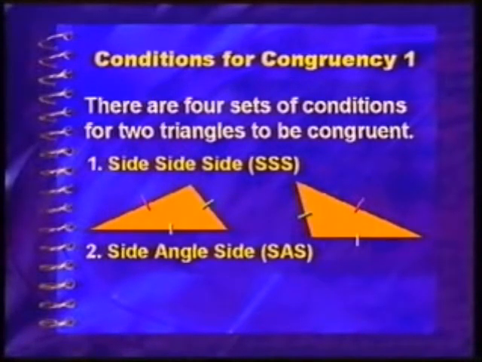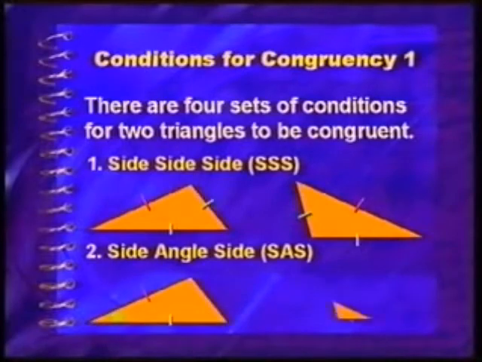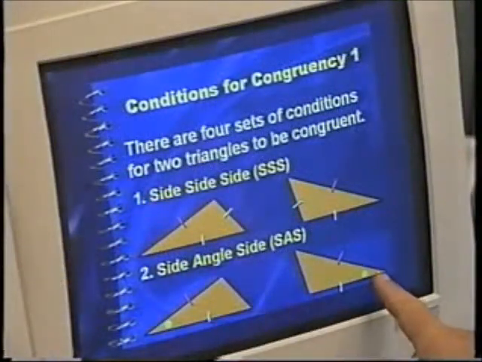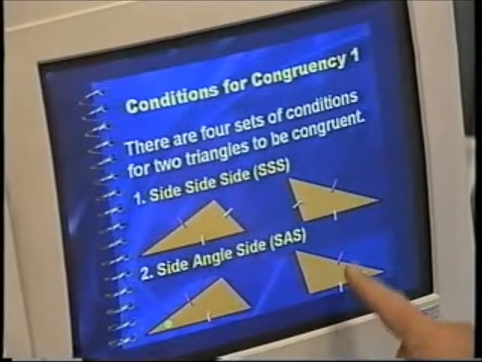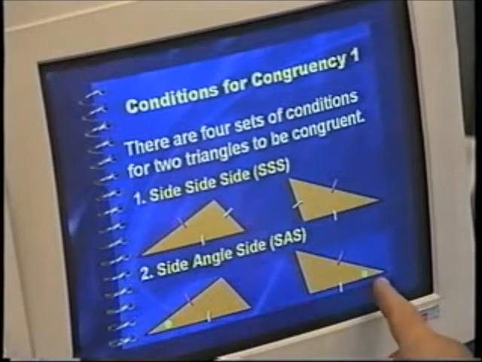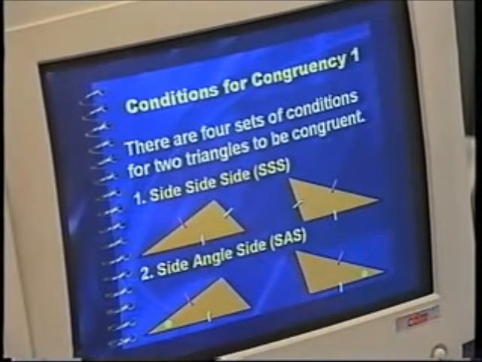The other condition is side, angle, side, and the angle is then in between the two sides. In that particular case, that green angle there is in between these two sides. So if you have a situation where this is known, that is known, that is known, that is known, and the two angles are the same, you can say the triangles are congruent.